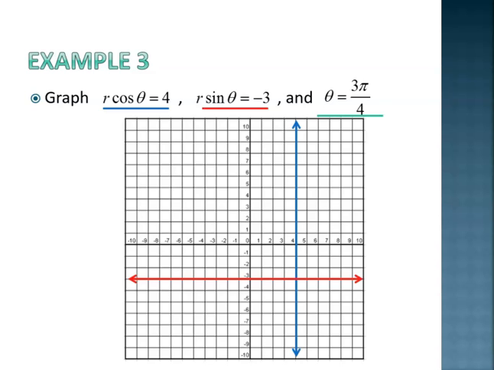What's tangent of 3 pi over 4? All right, think back to your trig. 3 pi over 4: the reference angle is pi over 4, which means the value is 1. 3 pi over 4 is in quadrant 2, which means tangent is negative, so the slope is -1. So you are going to draw a line going through the origin with a slope of -1. So theta equals 3 pi over 4 is going to look just like that.